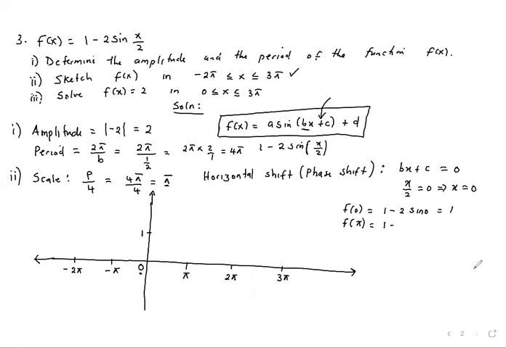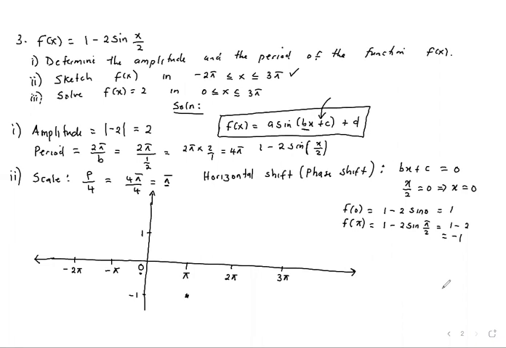Then f of pi will be 1 minus 2 sine pi over 2. That is 1 minus 2, since sine 90 is 1. So we get negative 1.